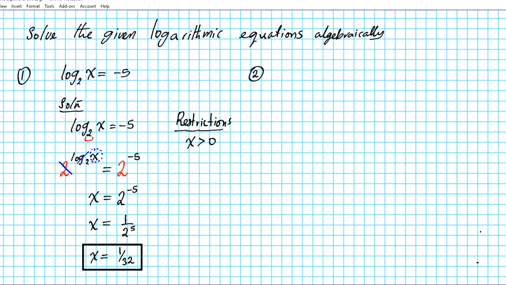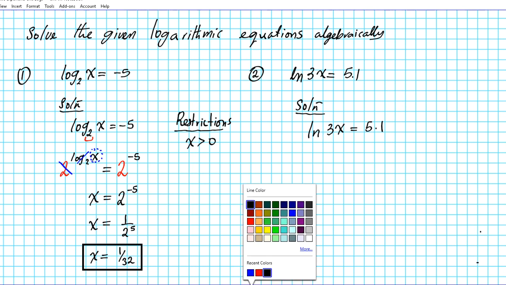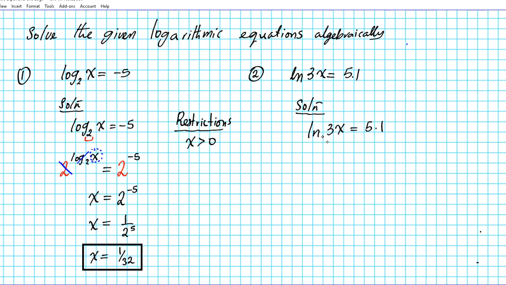Okay, let's take a look at another example. Let's say we want to solve the equation natural log of 3x equals 5.1. Okay, alright, so the goal here is to get x isolated. So we have the natural log of 3x equals 5.1. Now, what is the base of the natural logarithm function? There is no base specified, but it does have a base. It's a hidden base, just like the common log has a base of 10. The natural log has a base of e, the natural base.